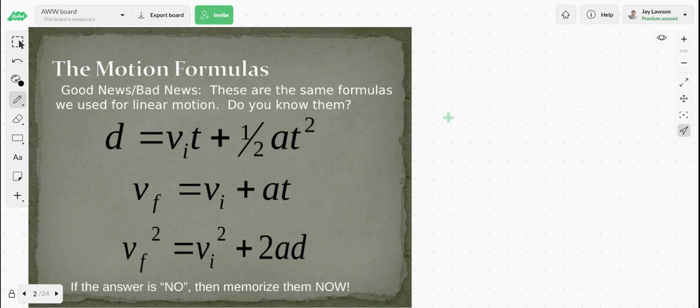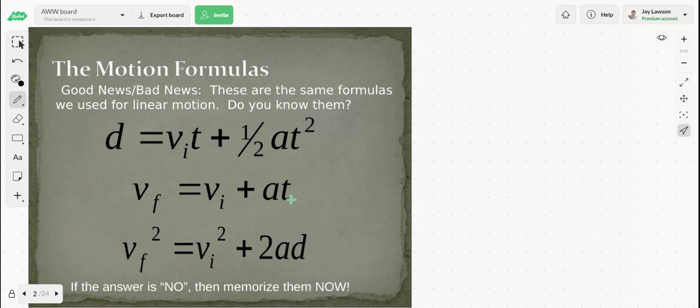All right. So before we can do that, we have to revisit a couple of our friends from Unit 1. They're the motion formulas, or the kinematic formulas, whatever you want to call them. So let's not forget these. Write these down somewhere. Memorize them if you want to. They'll always be provided for you on a test in a formula chart. But just know that they're not going away.